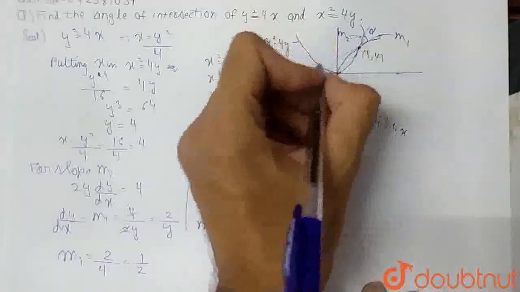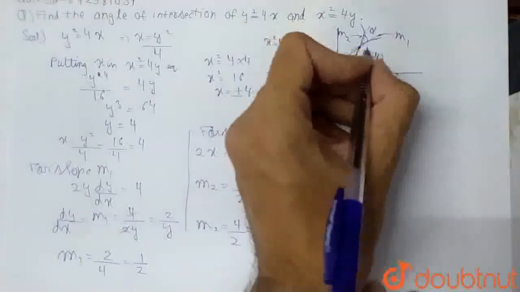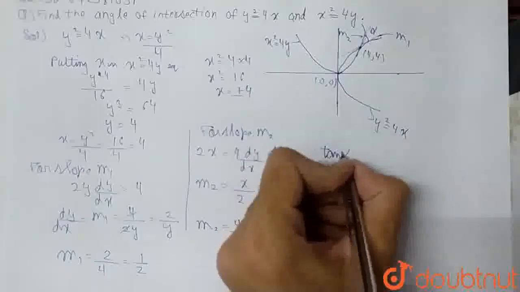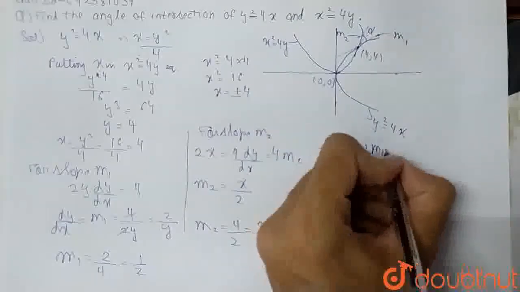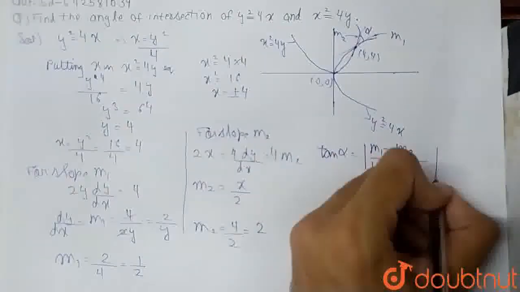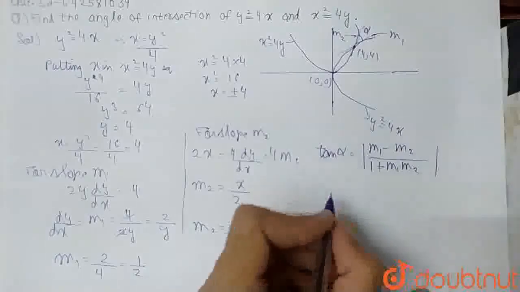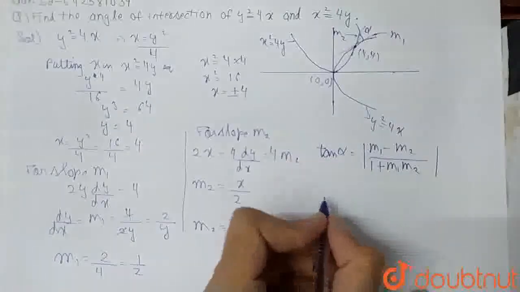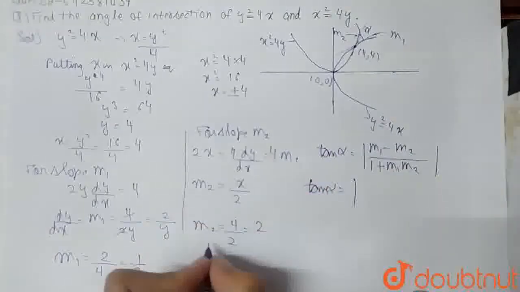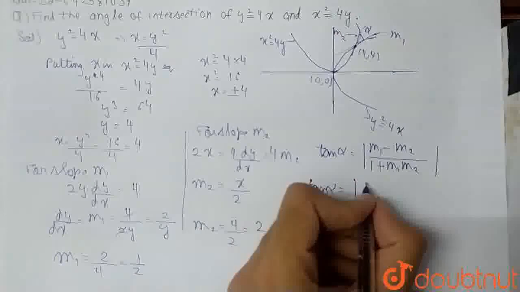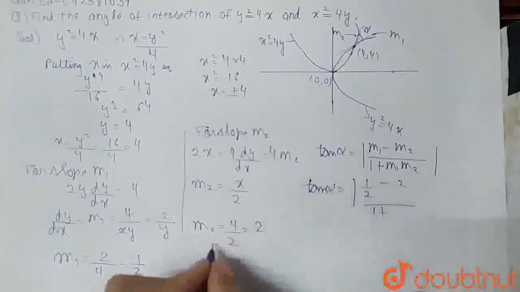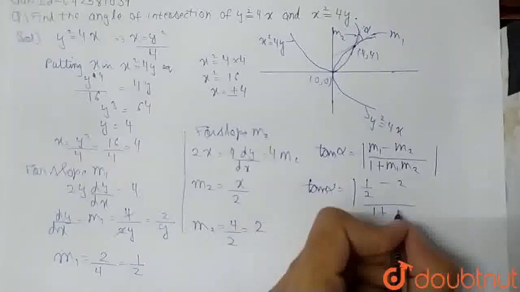Now we have the angle of intersection formula. Angle alpha is given by tan alpha is equal to mod of m1 minus m2 divided by 1 plus m1 into m2. This is the formula for finding the angle of intersection. Now we will put the values of m1 and m2 here. So tan alpha equals 1 by 2 minus 2 divided by 1 plus 1 by 2 into 2, which is 1.